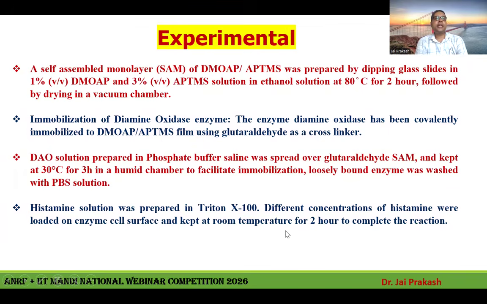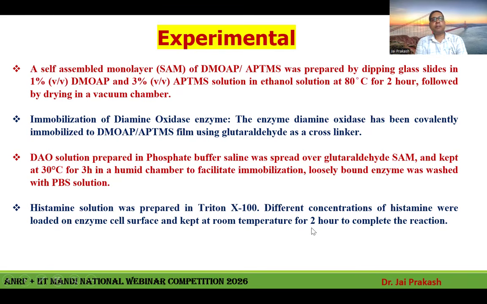So basically, in the experimental part, we prepared a self-assembled monolayer of surfactant and silane by dipping the glass slides in the 1% of surfactant and 3% of the silane solution in ethanol at 80 degrees centigrade for 2 hours. Diamine oxidase enzyme was covalently immobilized to the surfactant and silane film using glutaraldehyde as a cross-linker. And DAO solution was prepared in phosphate buffer, sprayed over the same, and kept at 30 degrees centigrade for 3 hours.